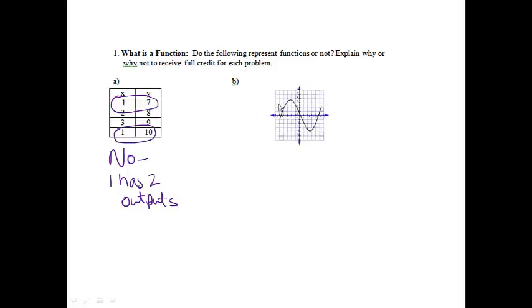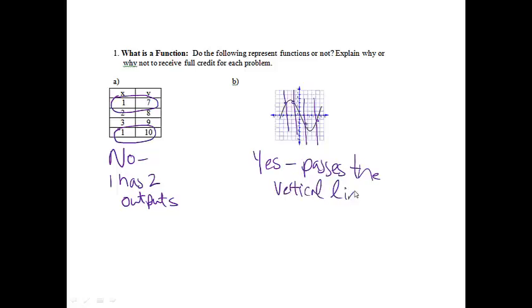Okay, when we're looking at part B, since it's a graph, we're going to do the vertical line test. So if I draw some vertical lines, see those are not very vertical, sorry about that. All right, and I test how many times do they pass through? This passes through once, once, once, once. So this passes the vertical line test, so this will be a yes, and then I will say passes the vertical line test. Please notice what I'm not going to put is it passes the VLT, because we need to describe what VLT stands for. It stands for the vertical line test.